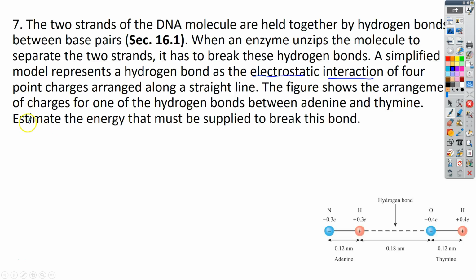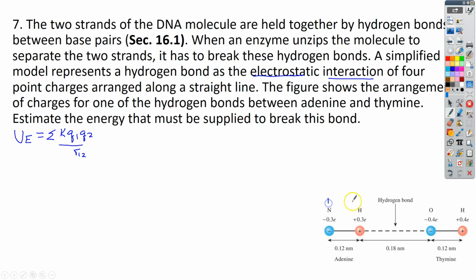In order to do this one, we just need to find out what is the total energy there for the bond. And for that, we're going to look at the sum of all of the energies. So K times Q1 times Q2 all over R between 1 and 2. And so we can pick any of these to be 1 and 2, and we can do those as we go through. So let's do this.